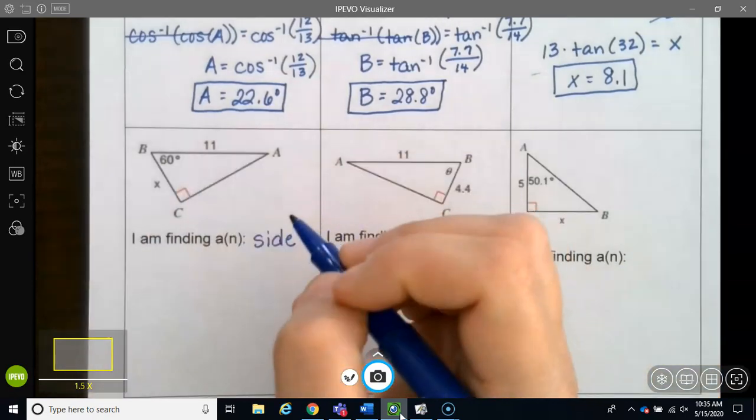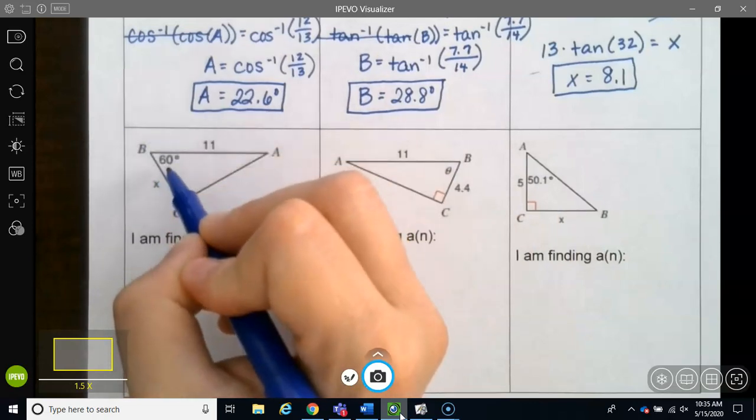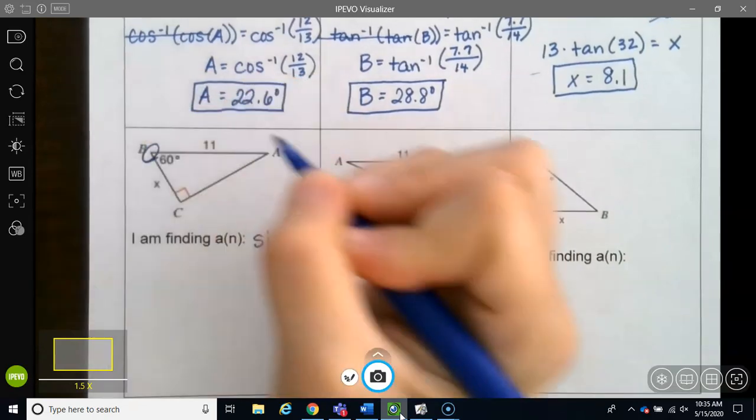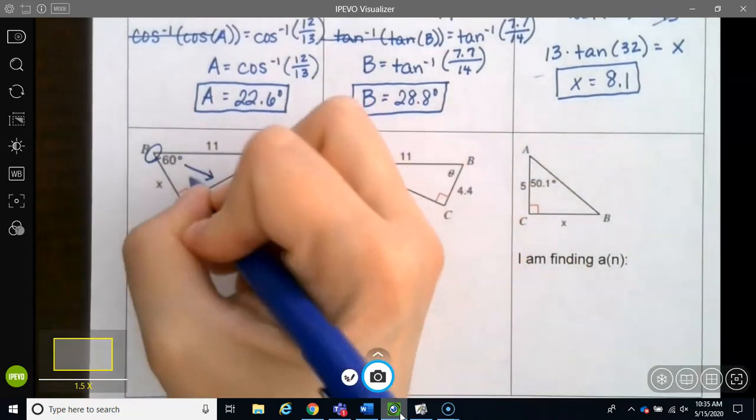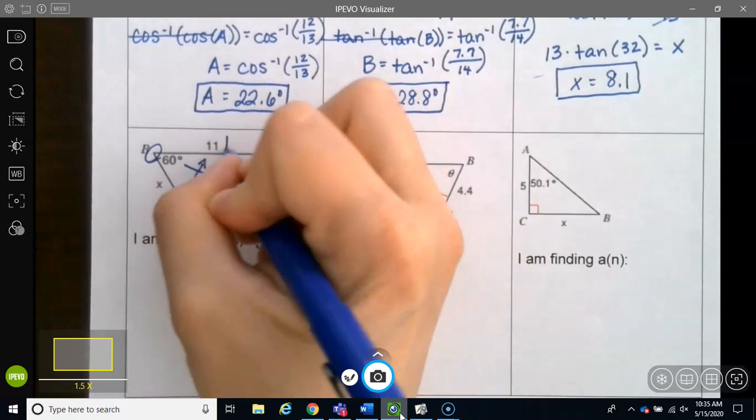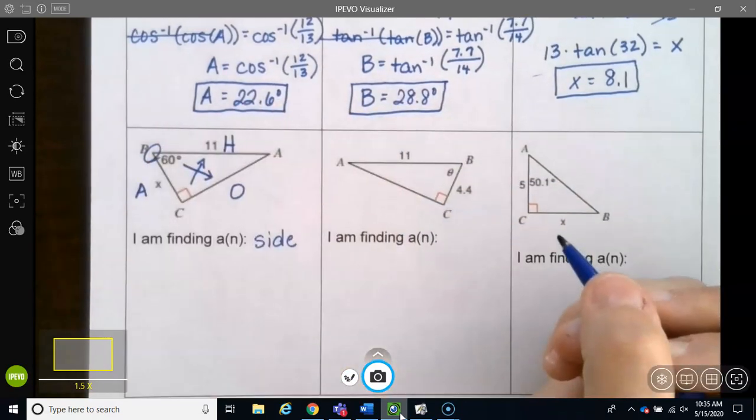Well, first, before you can set up your equation, since they gave us this angle 60 degrees, that's our reference angle. So from that angle, figure out your opposite side. Your hypotenuse side is always across from your 90-degree angle, and then the side left over is your adjacent side.